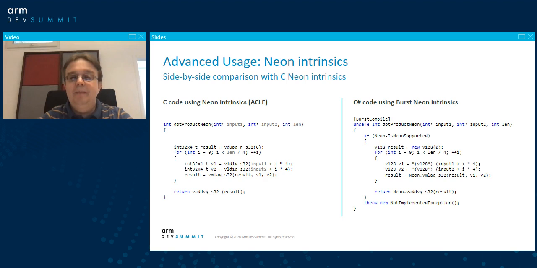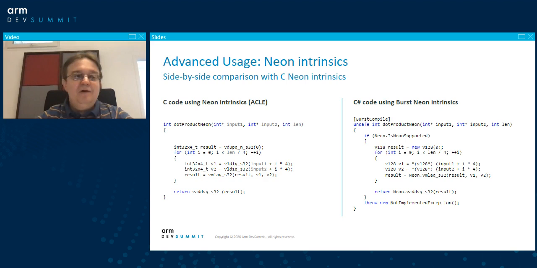The C# API is a bit more flexible from the type standpoint because it has its generic v128 type to express a 128-bit vector. This is why you see a pointer dereference here on the right instead of a vld1 call. But in the end, it's translated into the same assembly instructions. Please note that the code calling into Burst Neon intrinsics is wrapped with an IsNeonSupported check. We're looking forward to your high-performance code written in Burst Neon intrinsics.